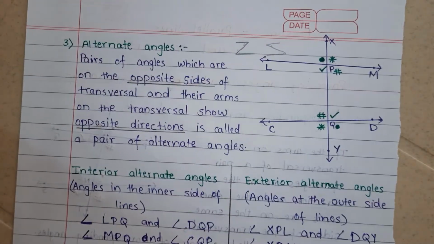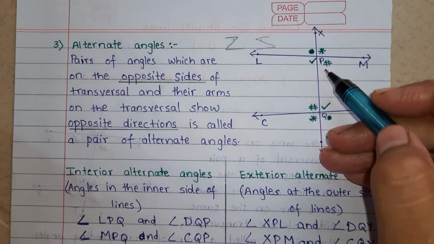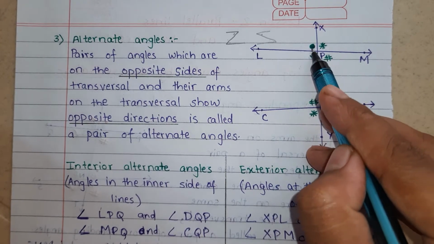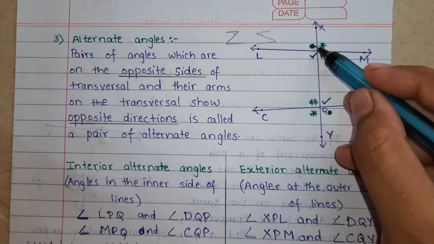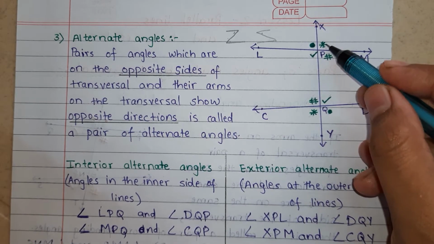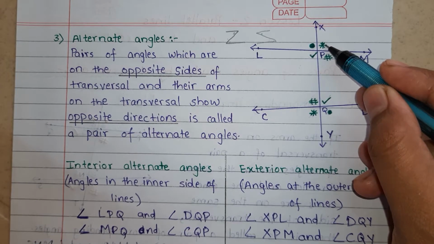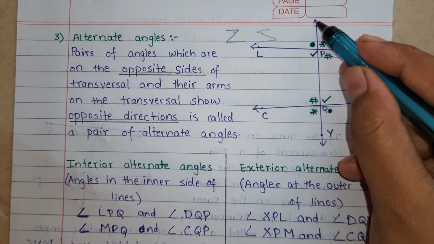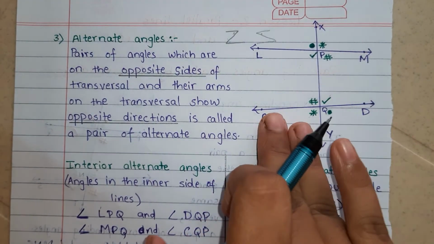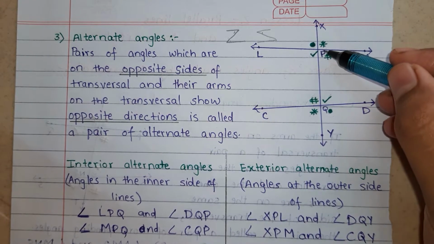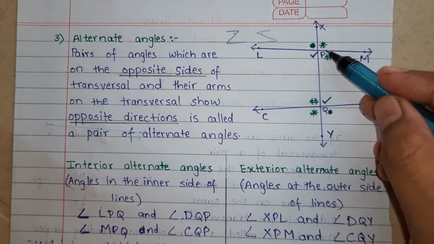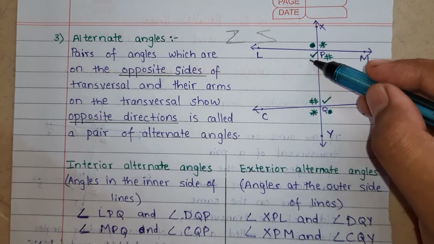And the last one was alternate angles. Alternate angle means opposite side, opposite direction. Means this circle and this circle, they are alternate. This star and star, they are alternate. Why? Because this is on the right of the transversal, this is on the left of the transversal. One angle is on the right side, the second angle is on the left side. This angle is above the line, this angle is below the line. So they are alternate. Same way, tick mark, tick mark.